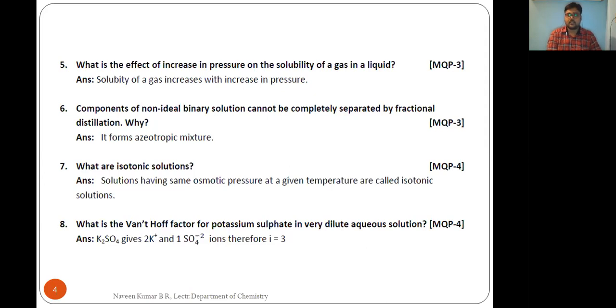There we discussed the concept and the difference, you can recall. Ideal solutions do not form azeotropic mixtures, whereas non-ideal solutions do: positive deviation showing solutions will form minimum boiling azeotropes, and negative deviation showing solutions will form maximum boiling azeotropes, that we mentioned there. Now what is an azeotropic mixture?